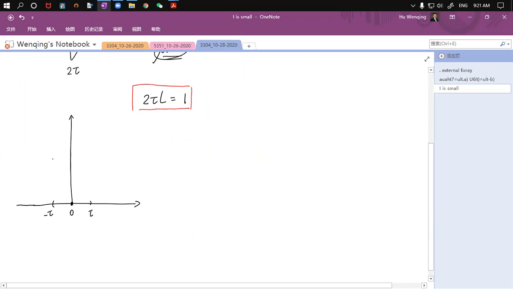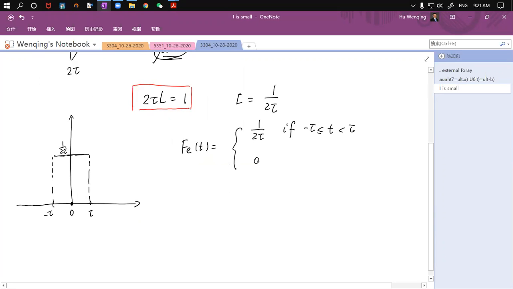Then you can see that 2 tau L equal to 1 simply means that the magnitude of this force is going to be a height of 1 over 2 tau. That's going to be the height, and the external forcing in this scenario is going to be the function 1 over 2 tau if the time is between minus tau and tau, and it is 0 otherwise. So you're going to have something like this. Is that good, family? Okay, so that's 1 over 2 tau.